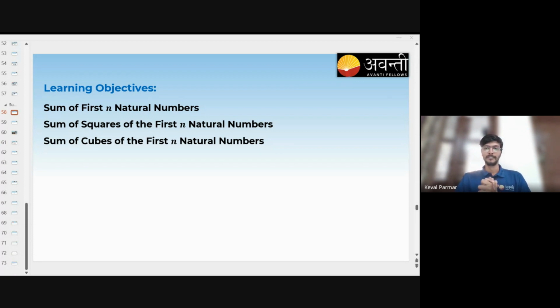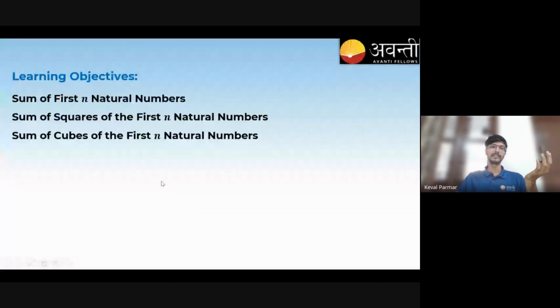I hope. Let's start. If you remember, we were discussing the last part of sequence and series, which was the summation part, that is, sum of special series. As you can see on the screen, these are our objectives. What do you mean by objectives? Objectives means basically this is what we are going to study in today's class. So, what is the objective in today's class? Sum of first n natural numbers, sum of squares, and sum of cubes.